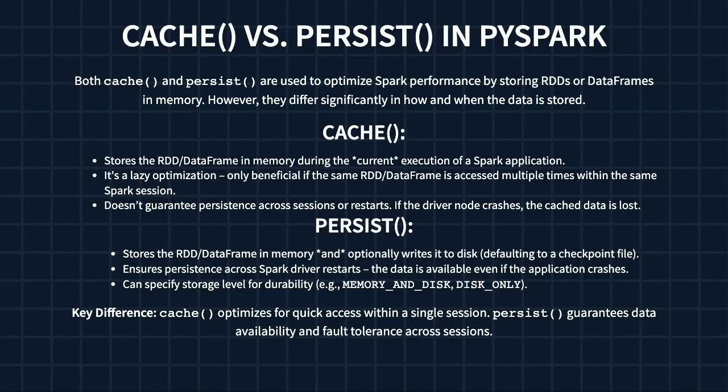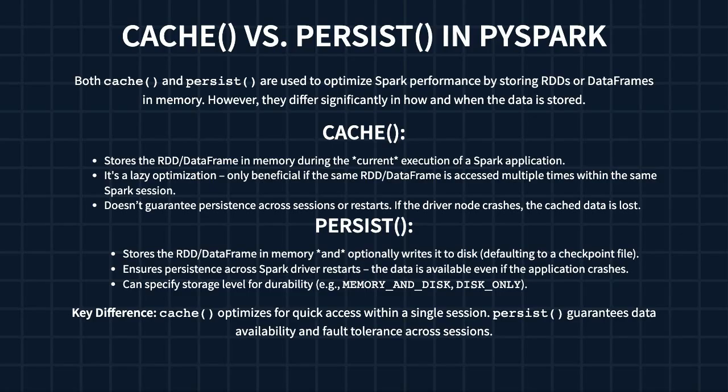Okay, let's talk about cache and persist in PySpark. They both help speed things up by storing your RDD or data frames in memory. But there's a crucial difference. Cache is like a temporary shortcut. It only keeps the data around while you're actively using it within this Spark session. It doesn't stick around if the driver crashes.